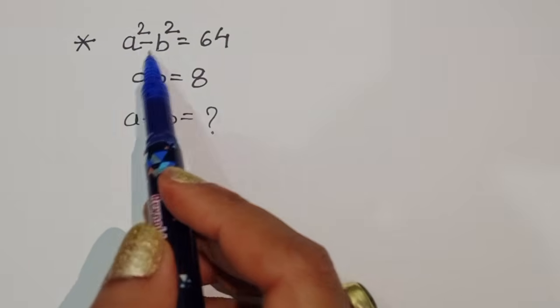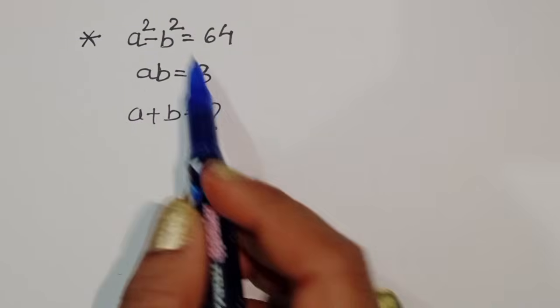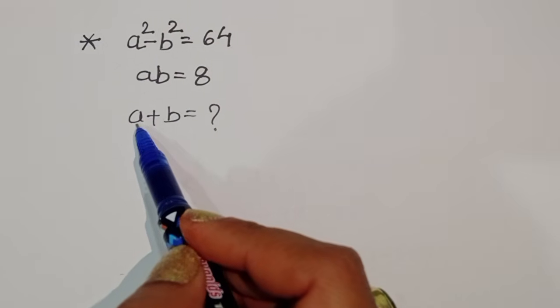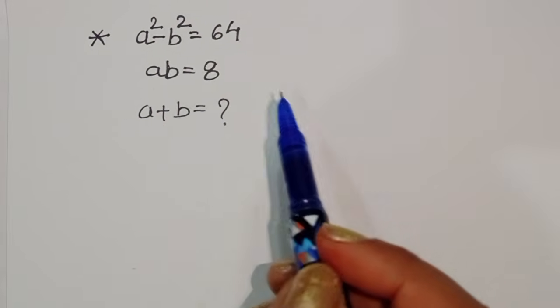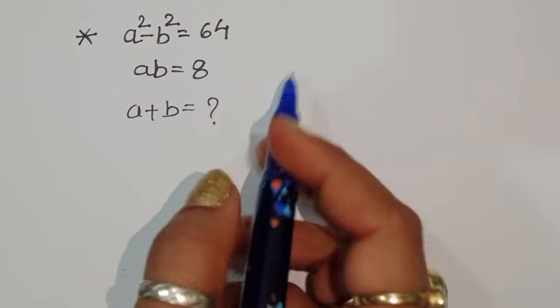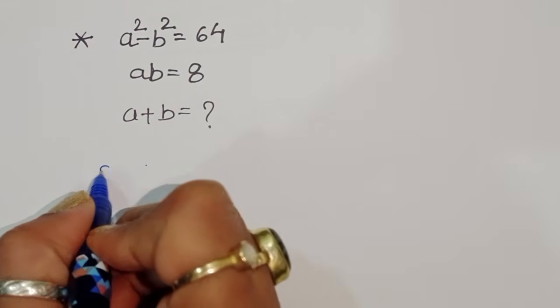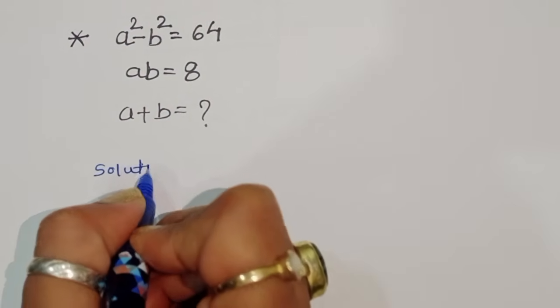Given a square minus b square is equal to 64 and ab is equal to 8. This is given here. So we have to find out the value of a plus b. Let's see the solution, how we can find out the value of a plus b in this equation.